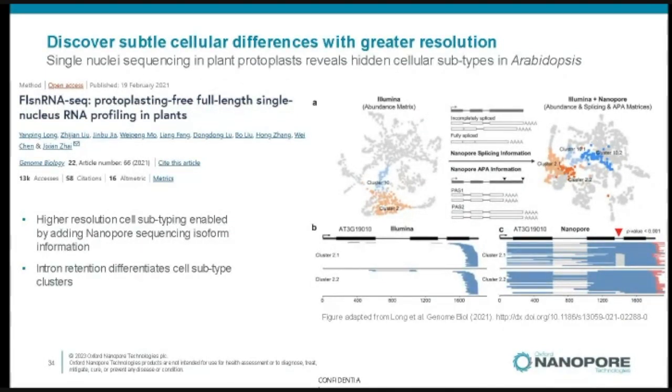Another group is using long-read sequencing to discover subtle cellular differences with greater resolution. They are using the model plant Arabidopsis. In their study, they found that high-resolution cell subtyping is enabled by nanopore sequencing isoform information. So intron retention differentiates cell type clusters as well.